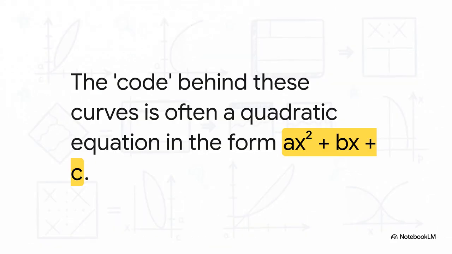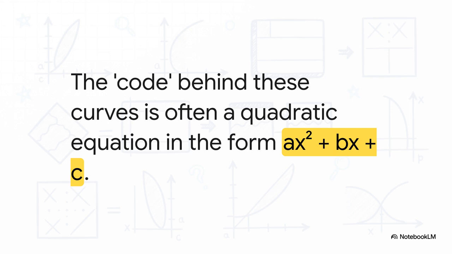And here it is. This is the standard form of a quadratic equation. Think of those letters, A, B, and C, as the secret numbers, the settings really, that define the exact shape and position of that curve. So our job today is to learn how to read this code, break it down, and figure out what it's really telling us.